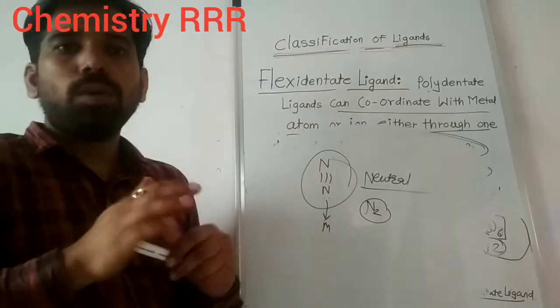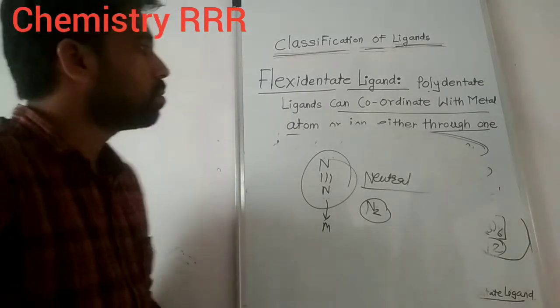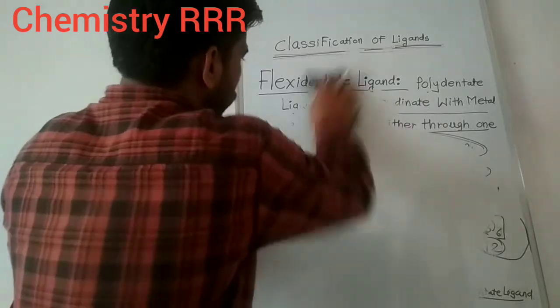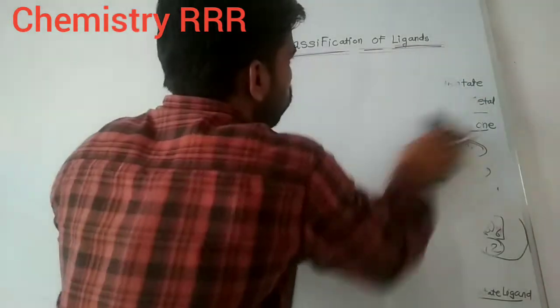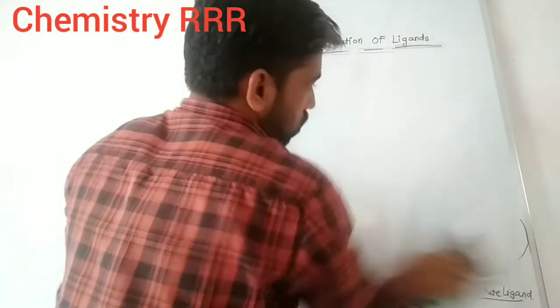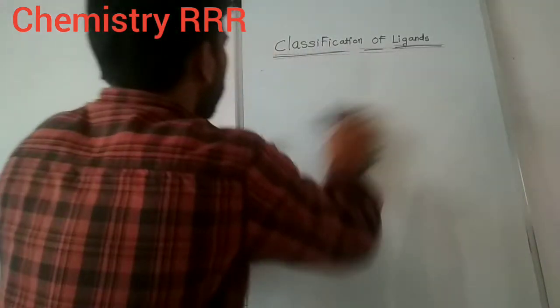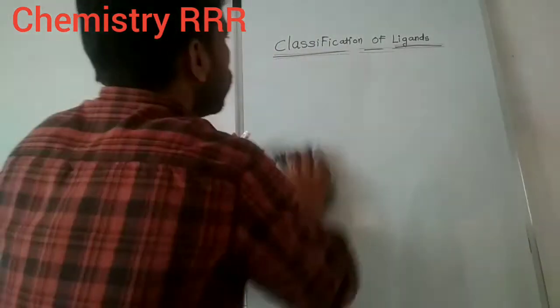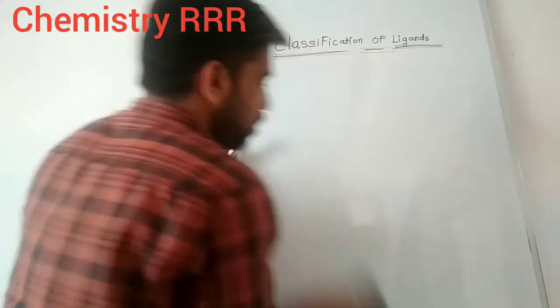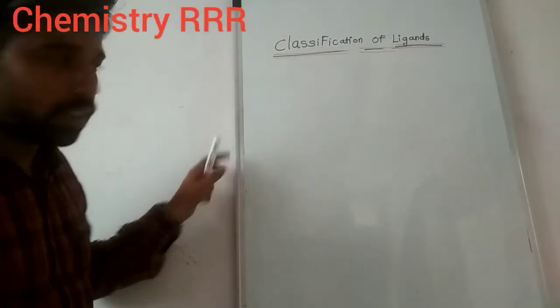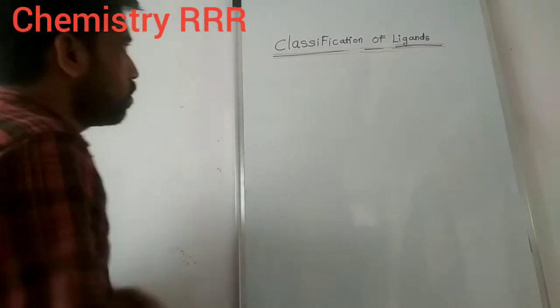Now one more point remains from the chelating ligands. Based on these three types, several questions are asked in the NET, SET, GATE and IIT JAM exams.